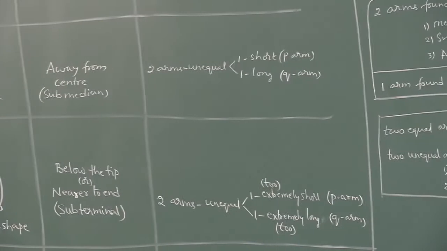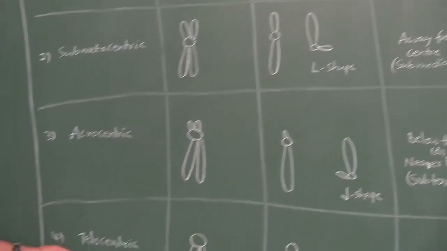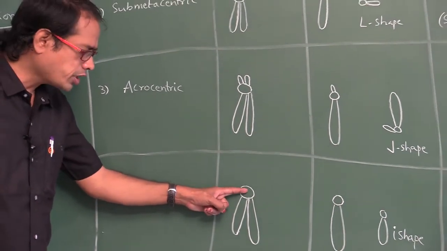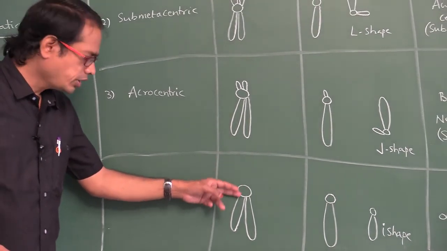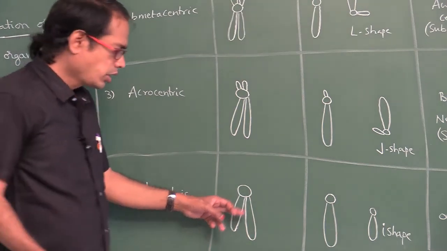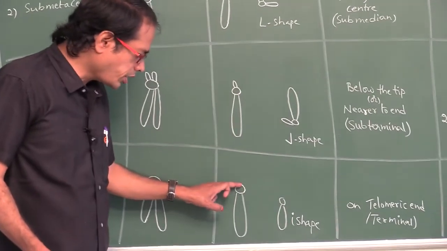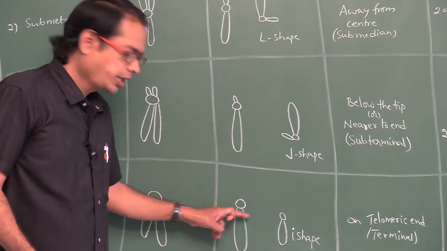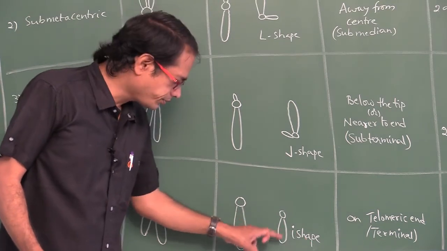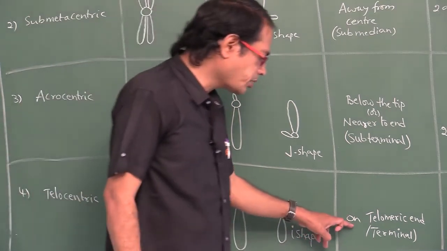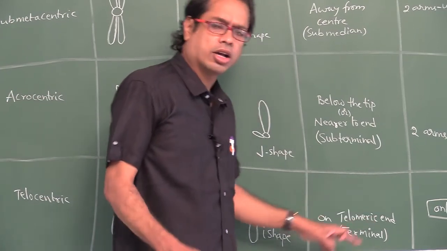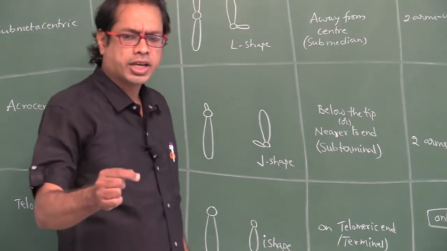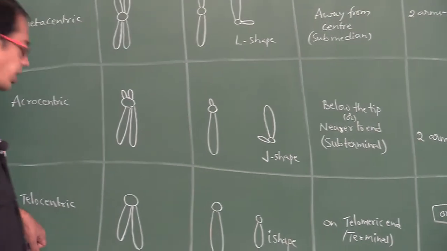Right. Here, telocentric. Telo means telomere. So the centromere is present at the tip of the chromosome. This is the metaphase chromosome, this is the anaphase chromosome. Here only one arm is present. It appears like which shape? I shape. So the centromere is present at the telomeric end, the end of the chromosome. Terminal.